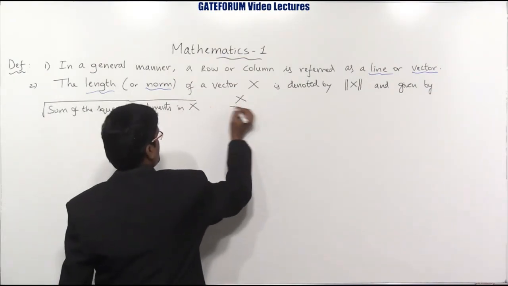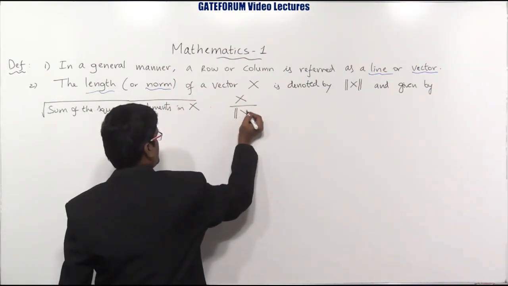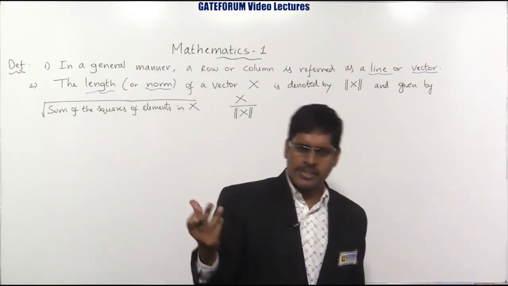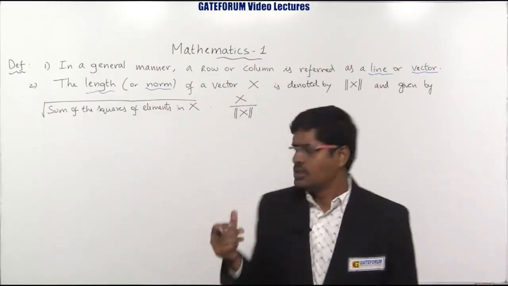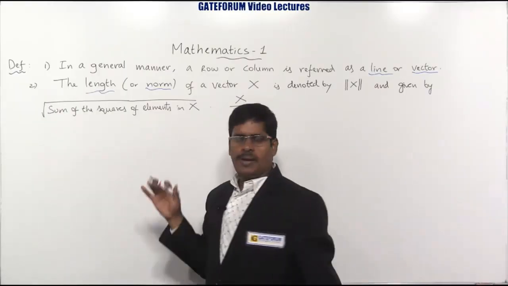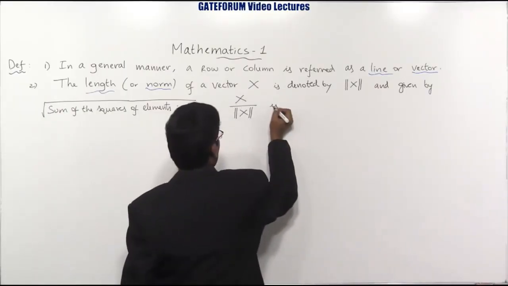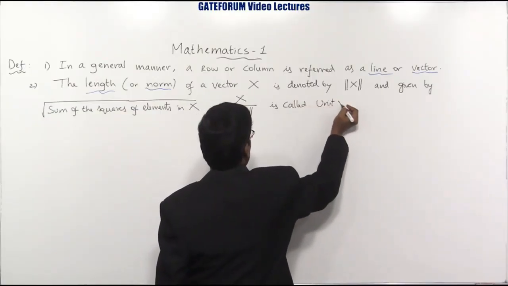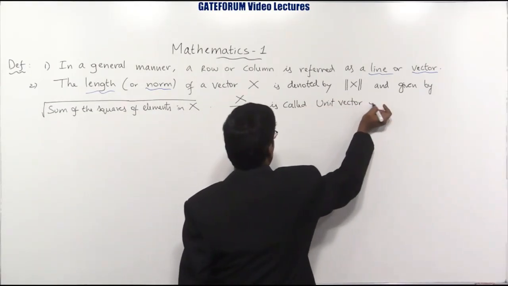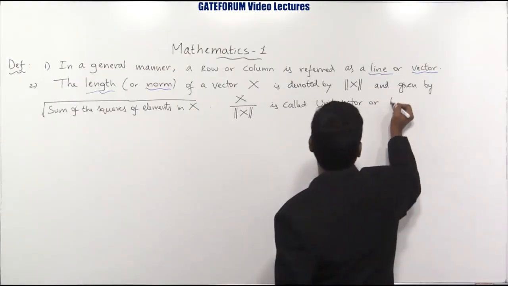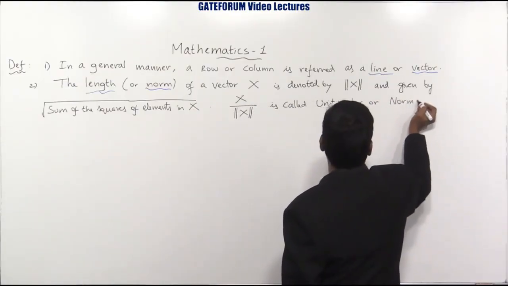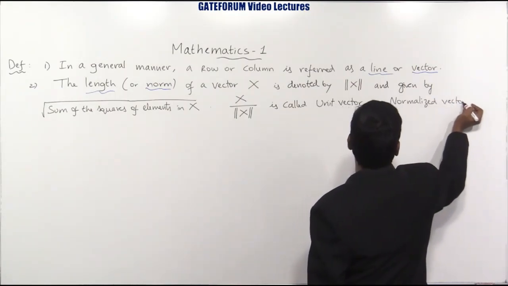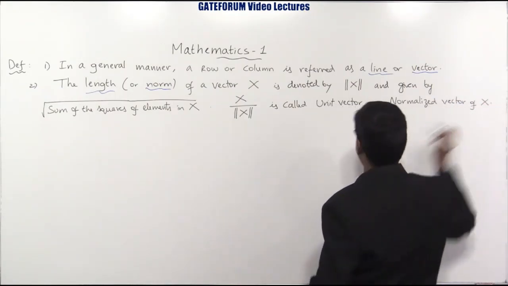Next, a vector divided by its length. You know the length of a vector a bar, i bar plus 2j bar plus 3k bar, from vector calculus also. Same procedure. A vector divided by its length is called the unit vector, or another name, the normalized vector of X.